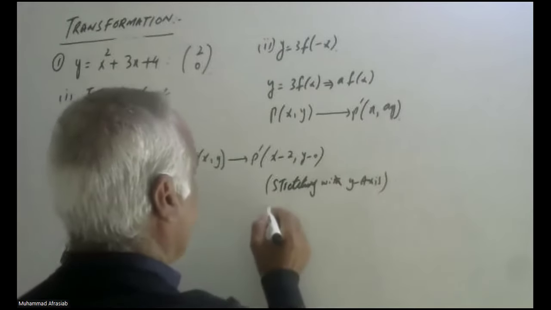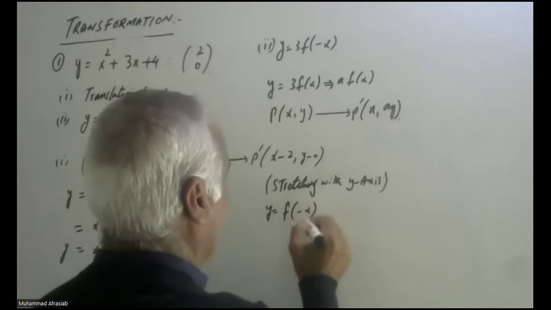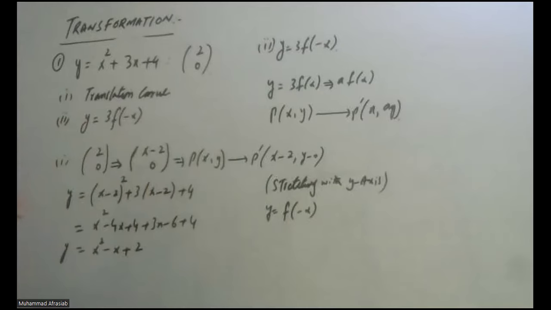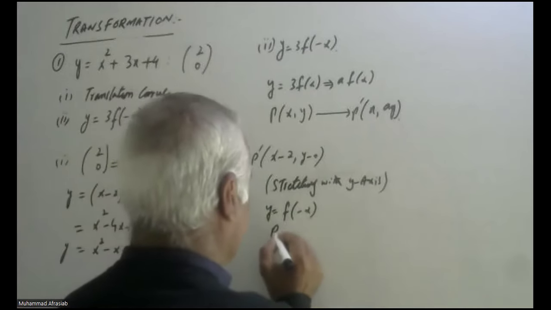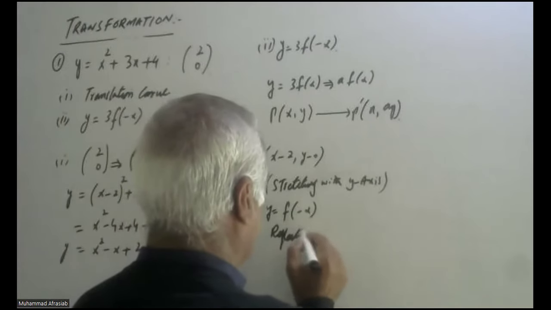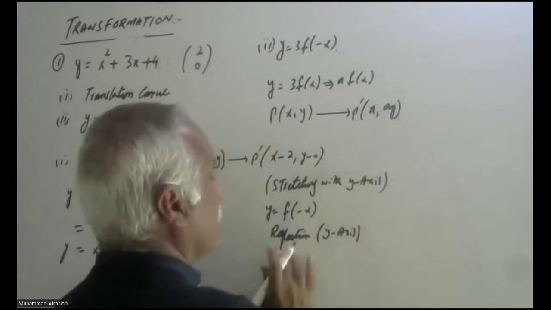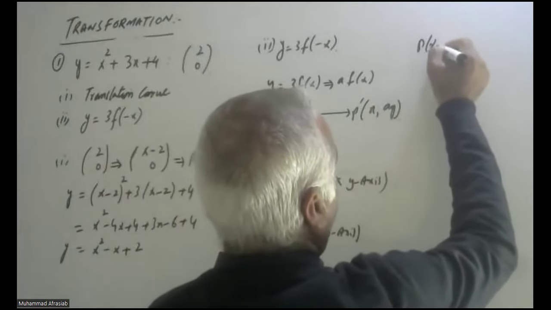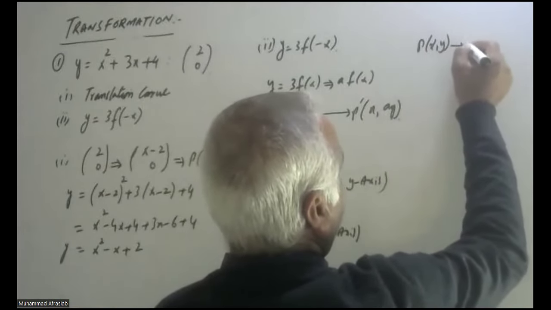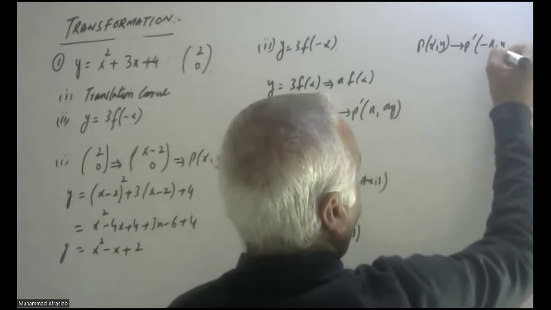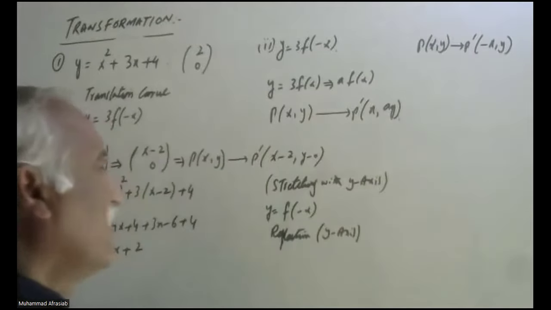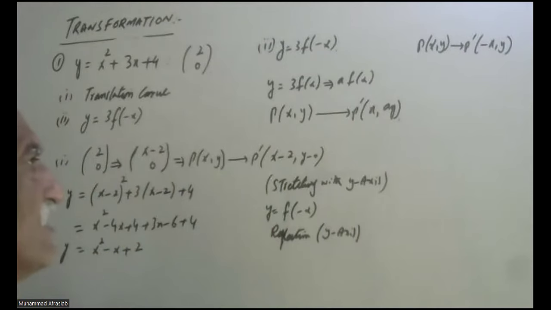Second part is that y equal to f of minus x. This means it is basically the reflection in the y-axis, which is according to this transformation: if the point P is (x, y), then our image will be (minus x, y). So all values of x will be the negative of those values of x and y is still the same. So this means it is the reflection in the y-axis.